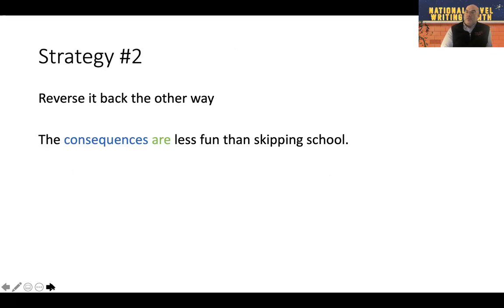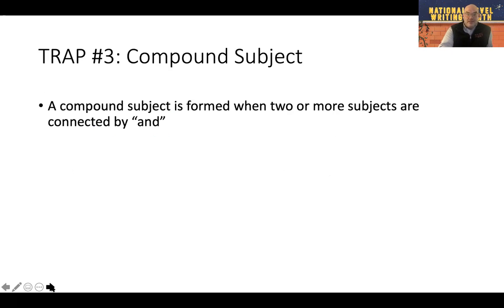So a better way to write this sentence would be something like, "The consequences are less fun than skipping school," right? So when you find a subject-verb pairing that is in reverse order, the best way to figure out if you've got the correct pairing is just reverse it back and see what sounds right, right? The tricky part, however, once again, is identifying that subject.